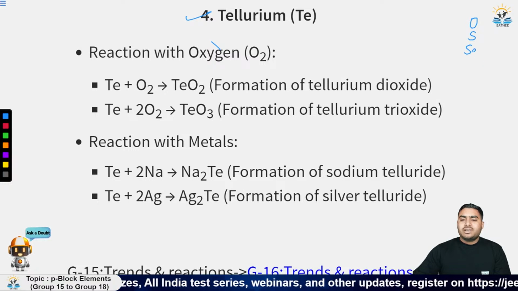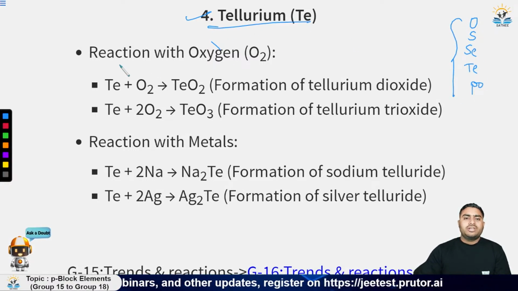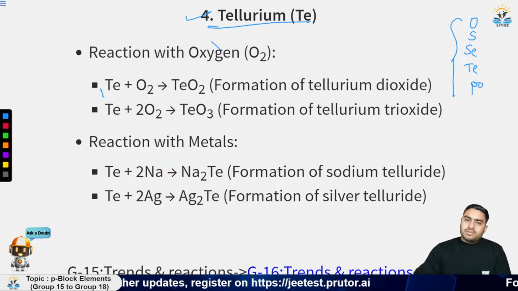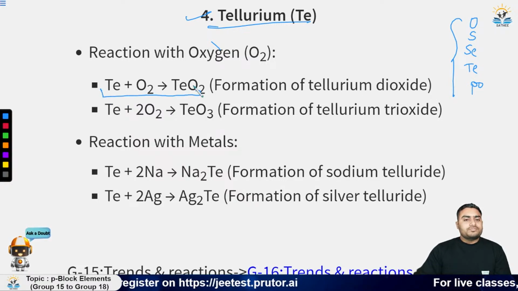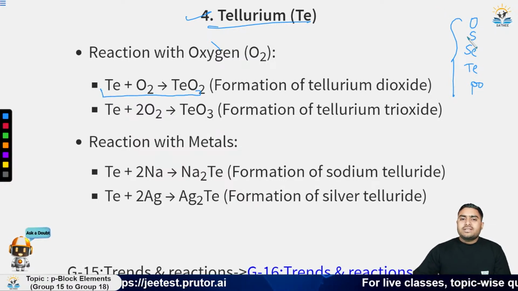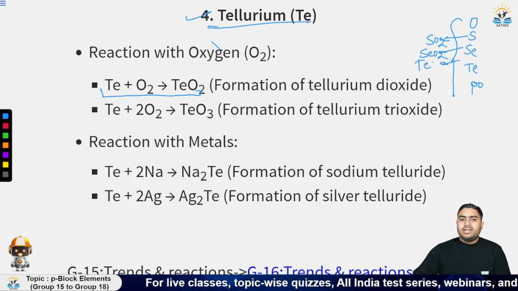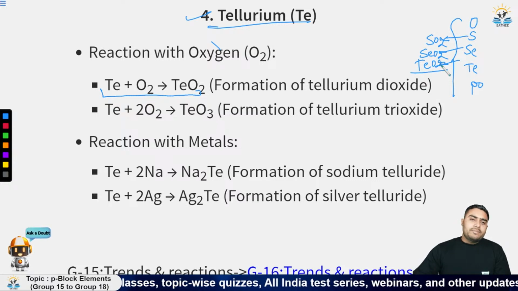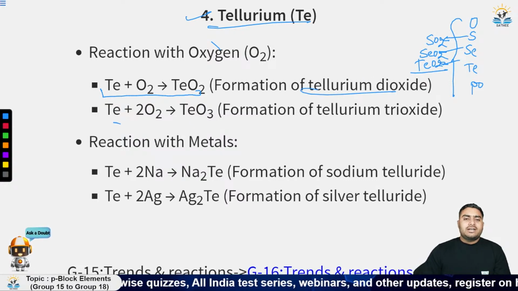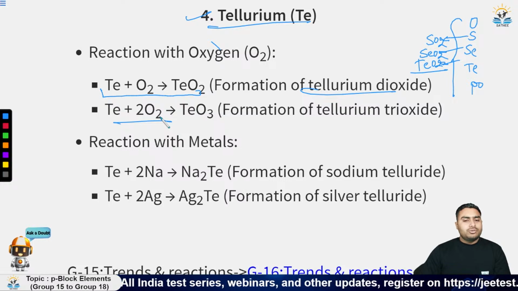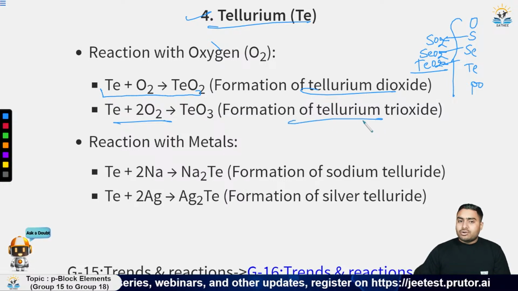Oxygen, sulfur, selenium, tellurium and polonium. So we are discussing tellurium right now. Te is the symbol. When tellurium is treated with oxygen, you can see sulfur forms SO2 and SO3, selenium forms SeO2 and SeO3, tellurium forms TeO2 and TeO3. Same formation of tellurium dioxide, and with more oxygen it can form TeO3, tellurium trioxide.